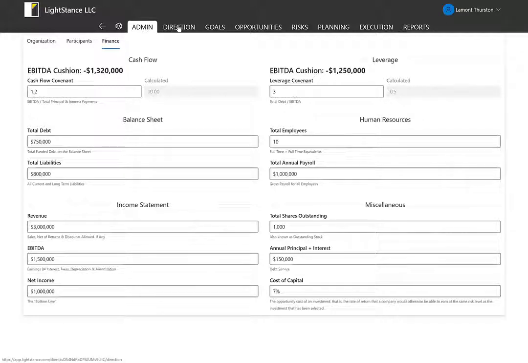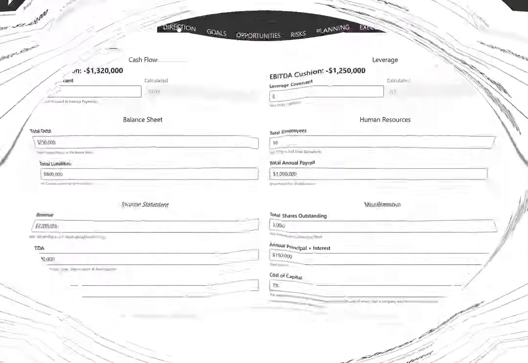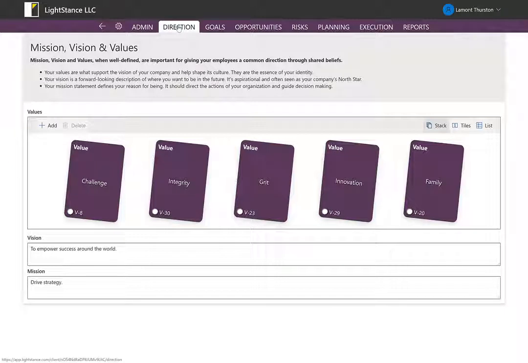So setup can be done in a matter of 30 minutes with some basic information, and then we're straight into really building out what a strategic plan is for our organization. The first tab we call direction, and it's focused on the core values of the organization, how we want to be perceived and how we want to behave as human beings.